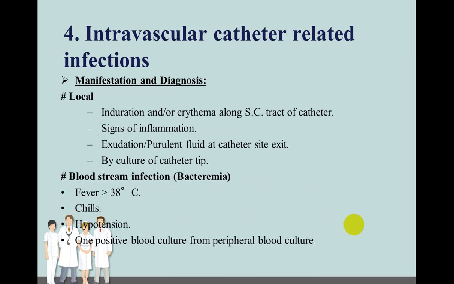As for the manifestations, we have local manifestations: induration and/or erythema along the subcutaneous tract of the catheter, signs of inflammation, exudation, purulent fluid at the catheter site exit, culture of catheter tip. Bloodstream infection, bacteremia: fever more than 38 degrees Celsius, chills, hypotension, one positive blood culture from peripheral blood culture.